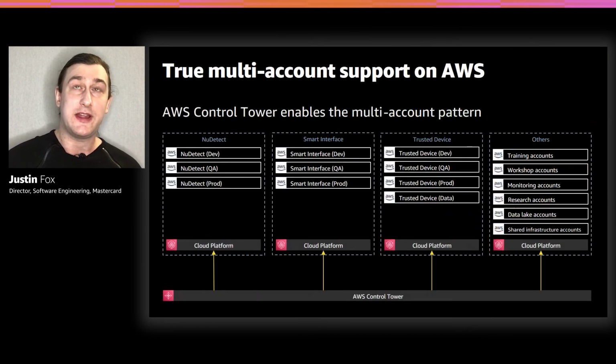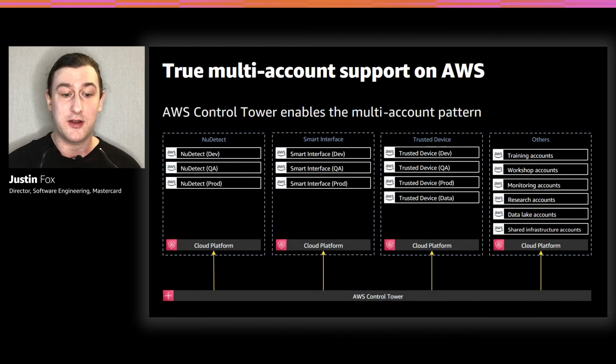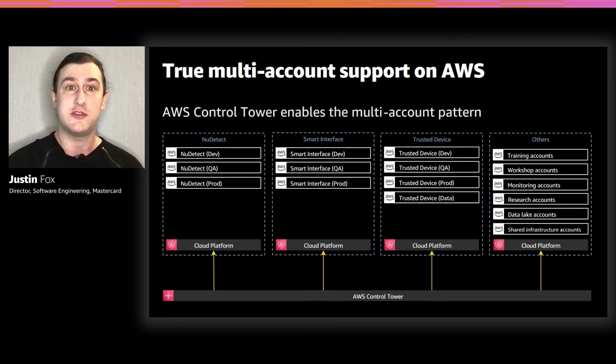It really felt like the first true multi-account support on AWS. AWS Organizations was a great start, but it was lacking in a couple areas, and Control Tower really filled that gap. We're now able to run Control Tower on our root account and have it propagate to all of our different products or business lines and business groups. And underpinning that is a lot of Service Catalog, allowing us to propagate approved technologies throughout the organization.